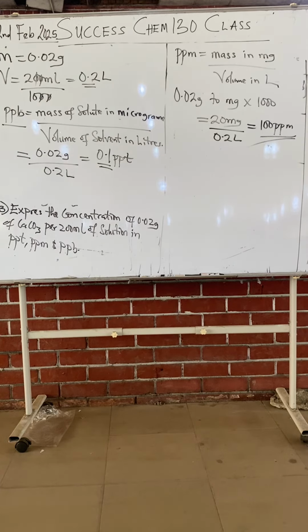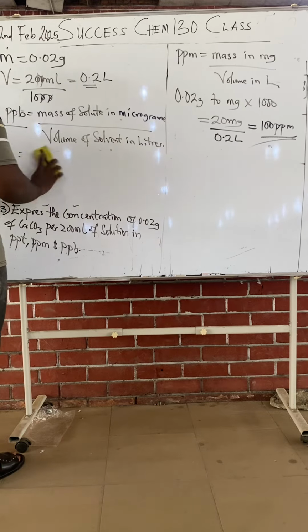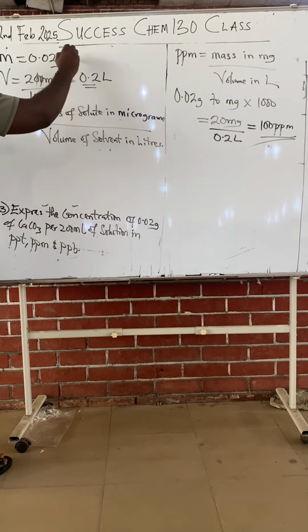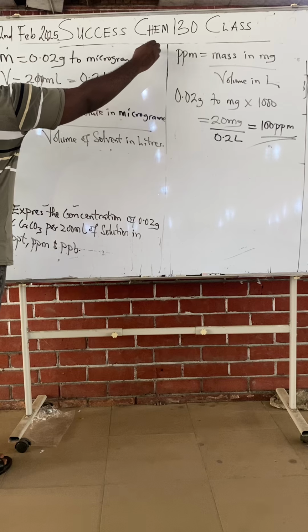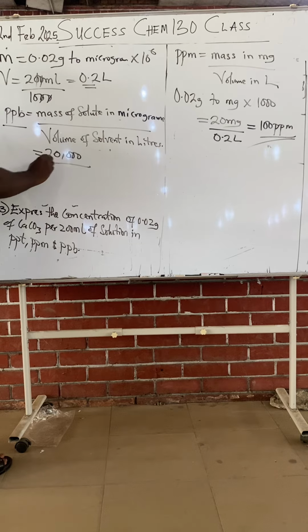How do you convert from gram to microgram? Multiply by 10 raised to 6, or multiply by 1 million. So our mass of 0.02 gram to microgram, multiplied by 10 raised to 6, will be 20,000 microgram, divided by the volume of solvent in liters, 0.2.